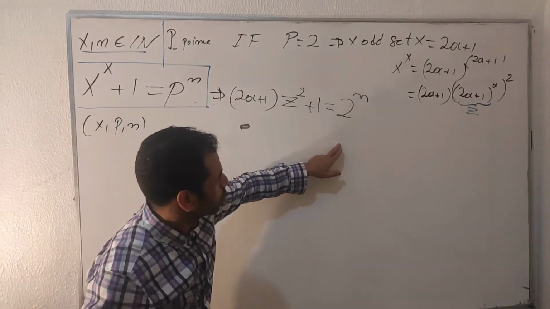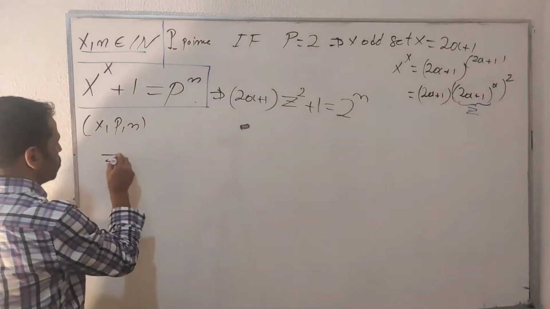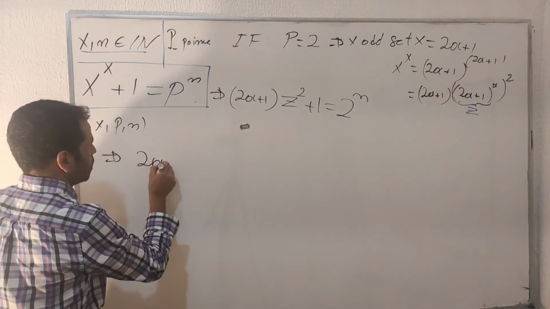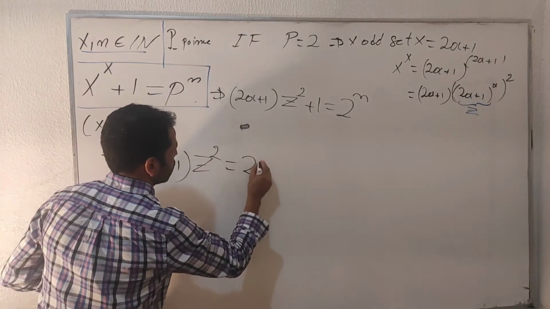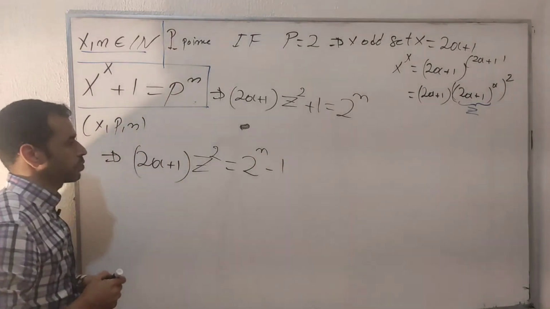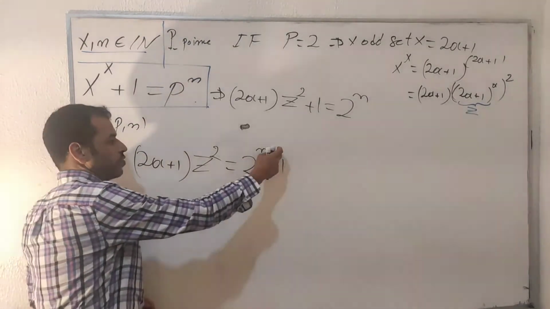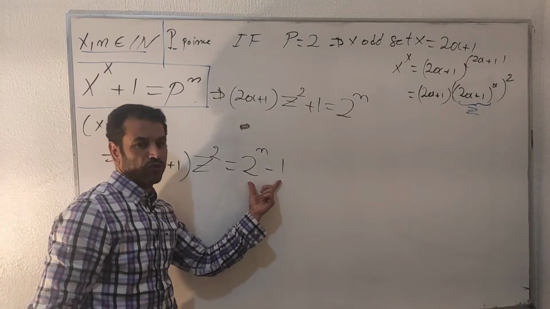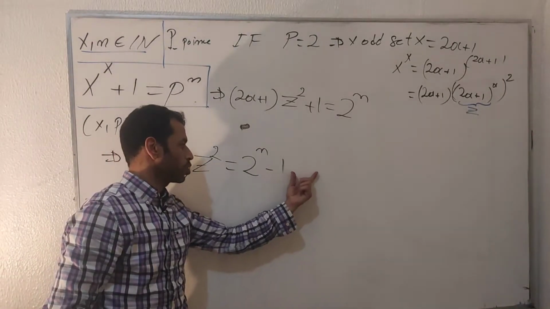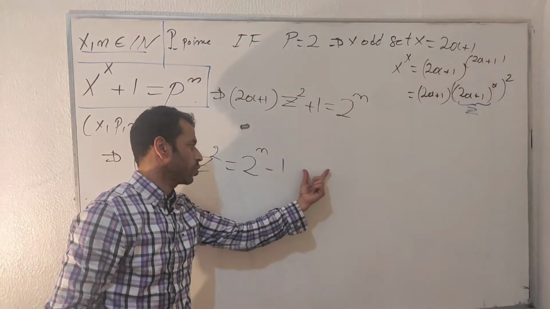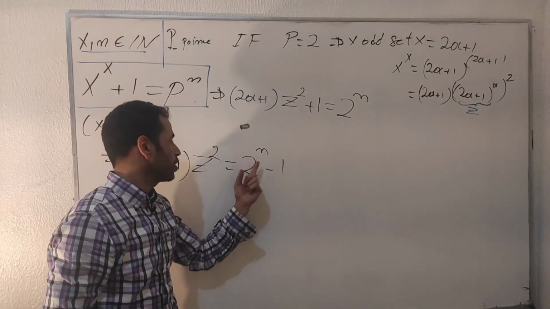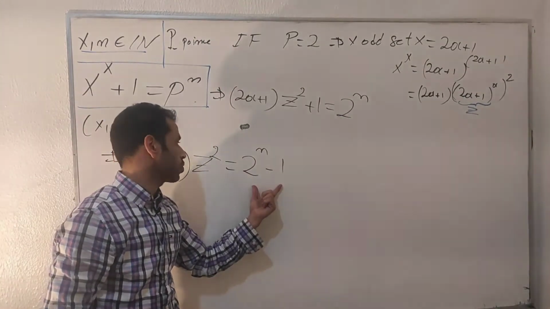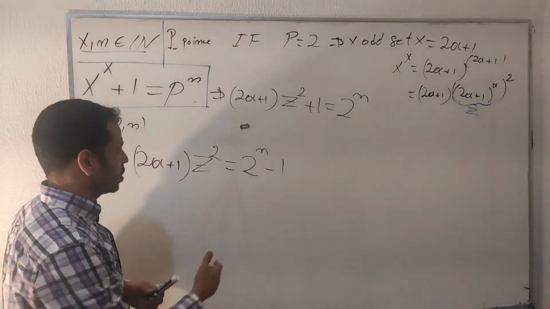Let's take this 1 to the right. So the equation becomes (2a plus 1) z squared equals 2 to the n minus 1. Here is the thing. If n is even, I will have the difference of two squares, which means I'm going to transform this into a product. One of the terms of the product is plus, the other one is minus. If n is odd, you will have a different factorization. First of all, let's take this one.